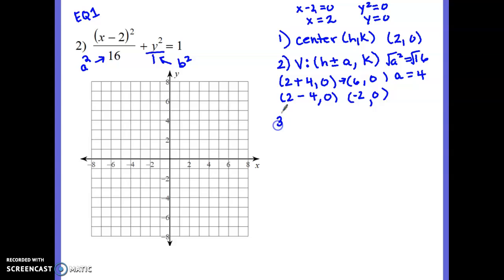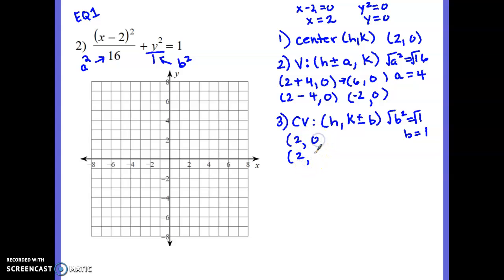Now we're going to go to number 3, which is the covertices. Let me write down the formula for it. It's (h, k plus or minus b). I look at b. b squared is 1, so if we take the square root, we know b is going to equal 1. Now we're going to do our covertices. h was 2, k is 0, then it's going to be plus or minus, and I put my 1. I write down my two numbers, which will be (2, 1) for this one, and (2, negative 1).